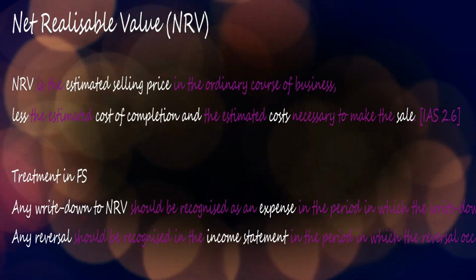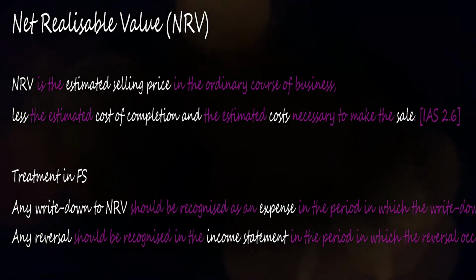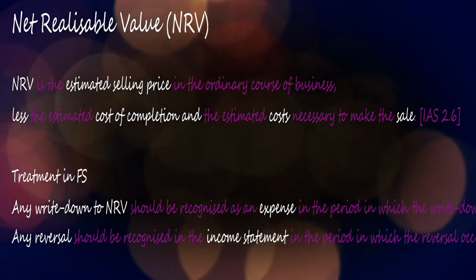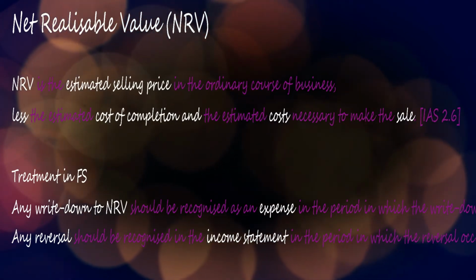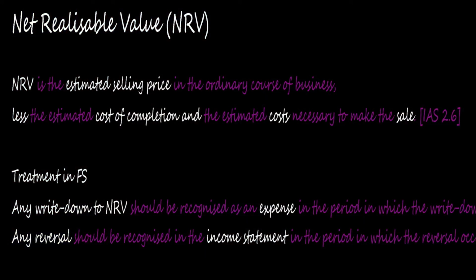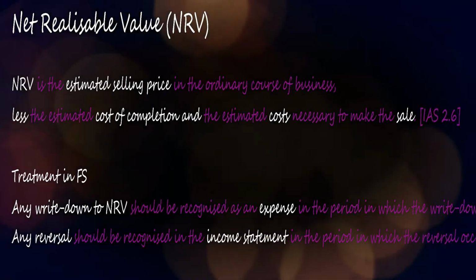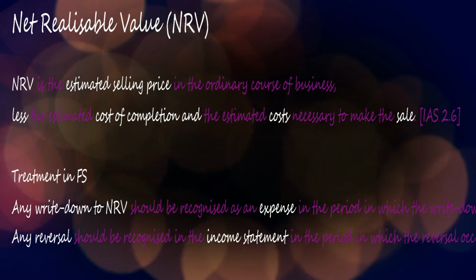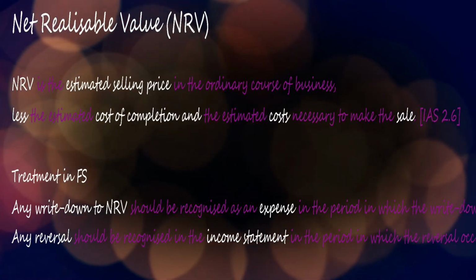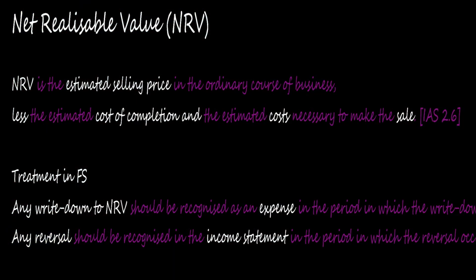IAS 18 Revenue addresses revenue recognition for the sale of goods. When inventories are sold and revenue is recognized, the carrying amount of those inventories is recognized as an expense, often called cost of goods sold. Any write down to NRV and any inventory losses are also recognized as an expense when they occur.